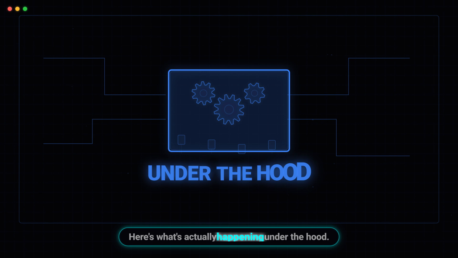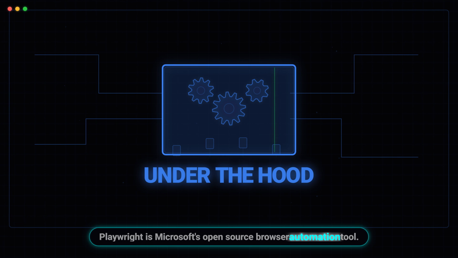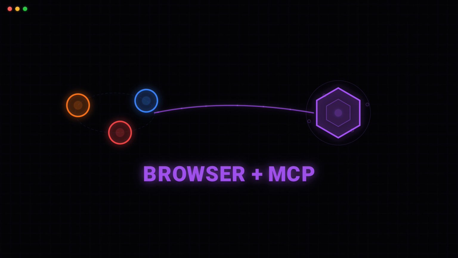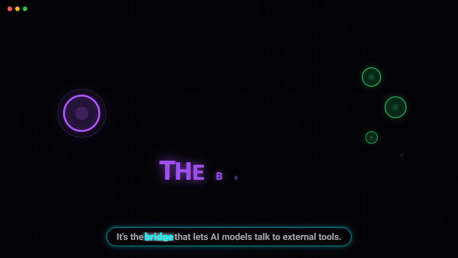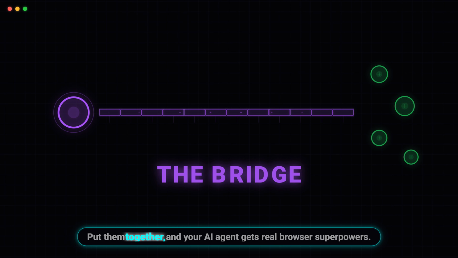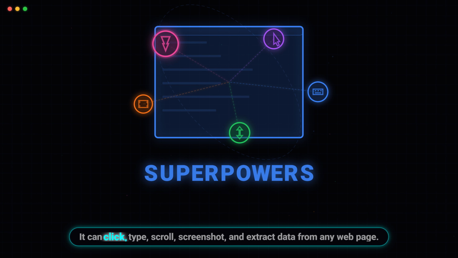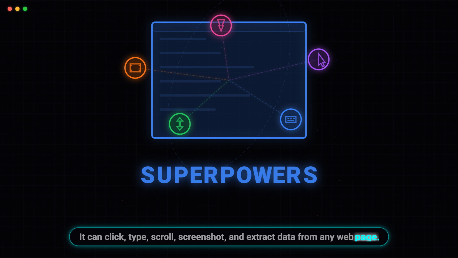Here's what's actually happening under the hood. Playwright is Microsoft's open source browser automation tool. It controls Chrome, Firefox, and Safari. MCP stands for Model Context Protocol. It's the bridge that lets AI models talk to external tools. Put them together, and your AI agent gets real browser superpowers. It can click, type, scroll, screenshot, and extract data from any web page.